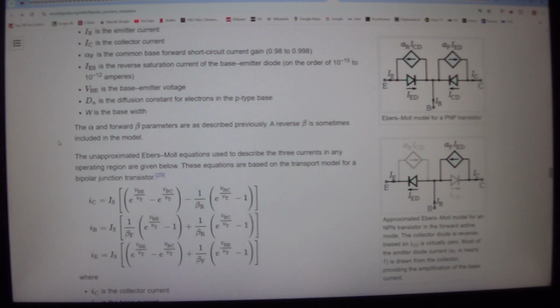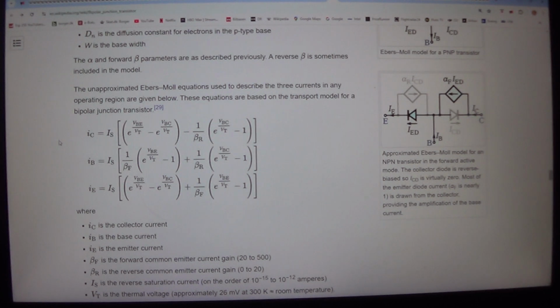This variation in base width often is called the early effect after its discoverer James M. Early. Narrowing of the base width has two consequences. 1. There is a lesser chance for recombination within the smaller base region. 2.